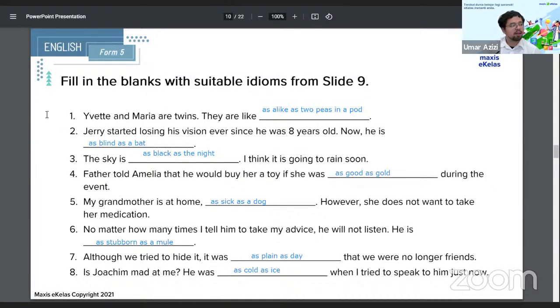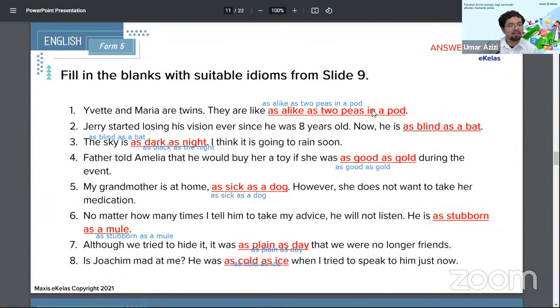Good job, everyone. Thank you so much. So we have just finished this one. I'm just going to quickly check the answers now. The answers are as such: like two peas in a pod, correct. Blind as a bat, correct. As dark as night, correct. As good as gold, correct. As sick as a dog, correct. As stubborn as a mule, correct. As plain as day, as cold as ice.